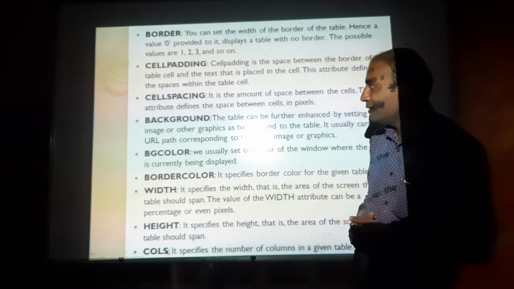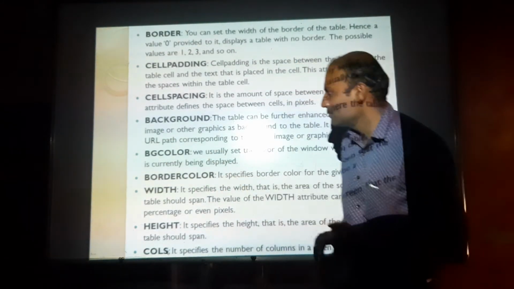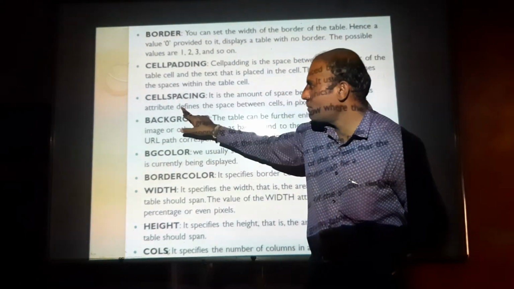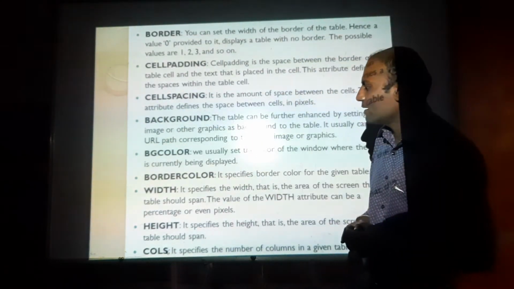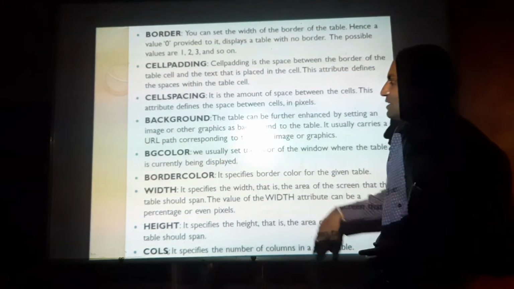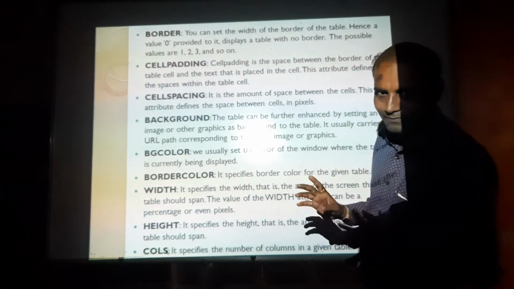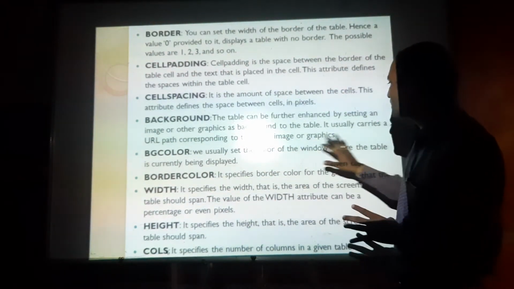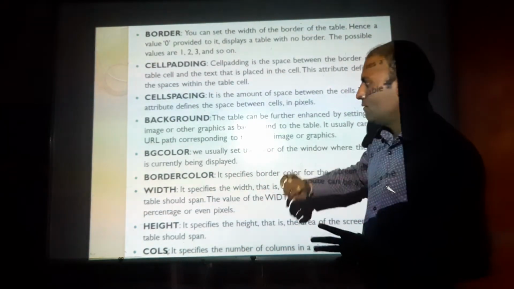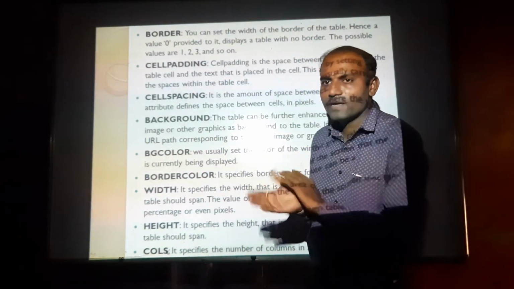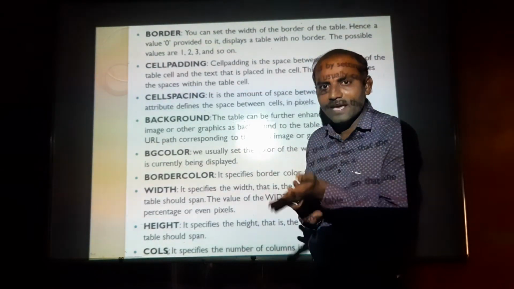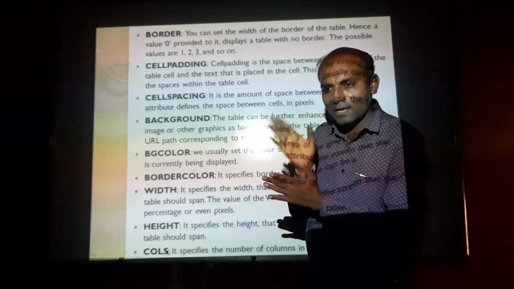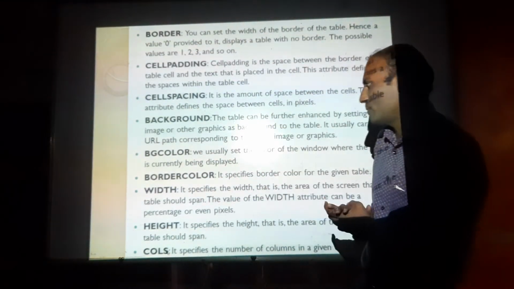Coming to the next one, now you can see bgcolor. It is a background color. The difference between background and bgcolor is that bgcolor sets a color like red, green, gray, blue, yellow to a particular table, but we can't put an image with the help of bgcolor. If you want to apply an image to the table, then you need to use background.